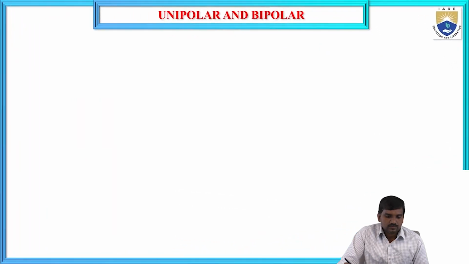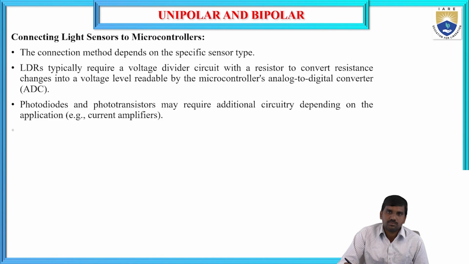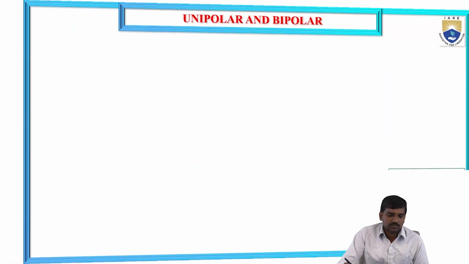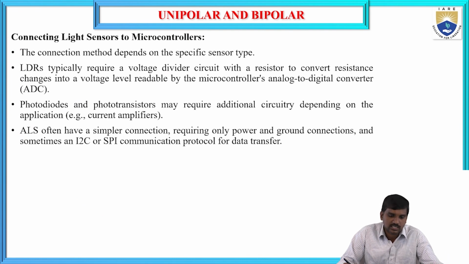Next one, connecting light sensors to a microcontroller to upload the program or to do some internal operations. The connection method depends on the specific type of sensor. LDRs, light dependent resistors, typically require a voltage divider circuit with a resistor to convert resistance changes into a voltage level readable by the microcontroller's analog to digital converter. The second, photodiodes and phototransistors may require additional circuitry depending on the application, such as current amplifiers.